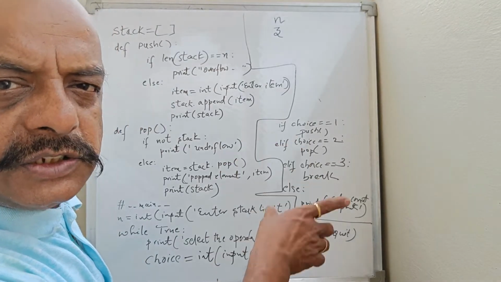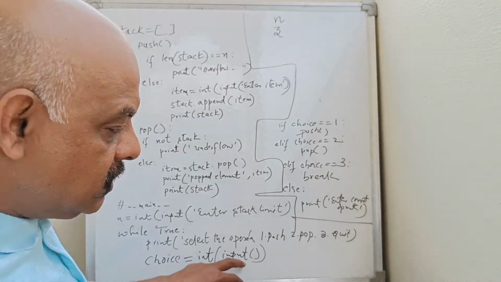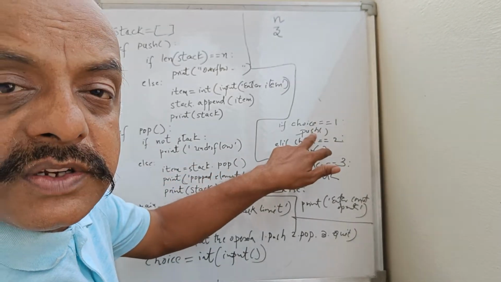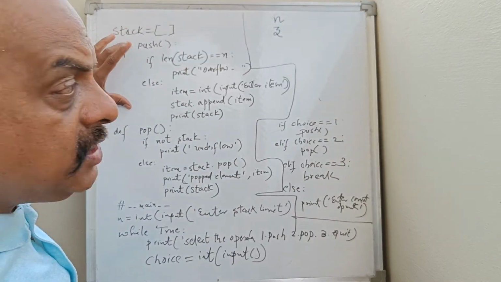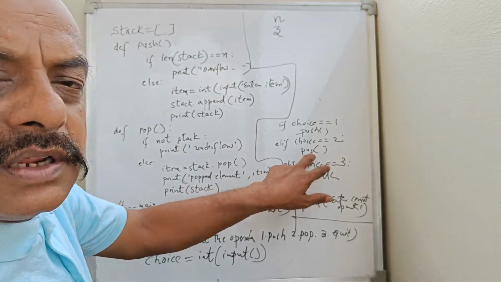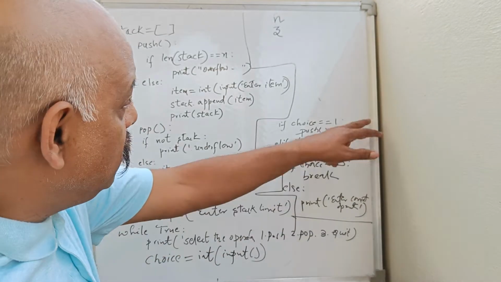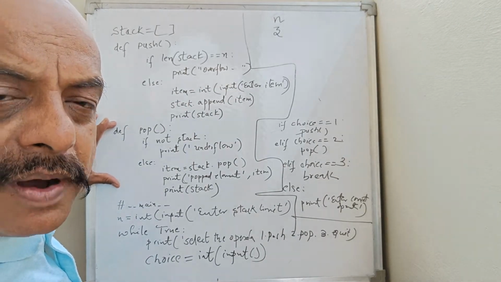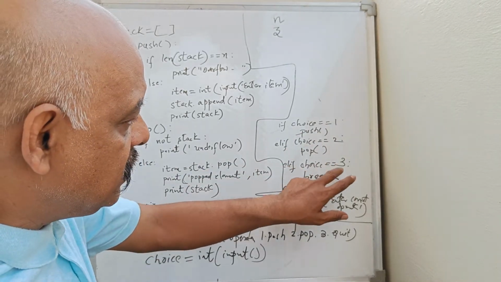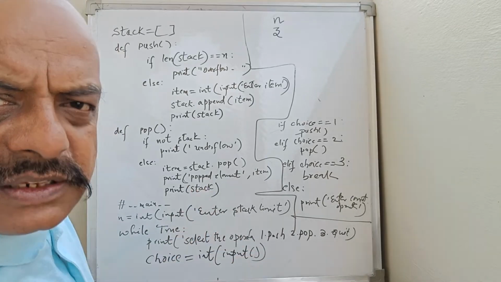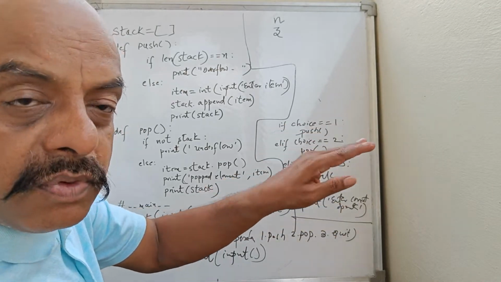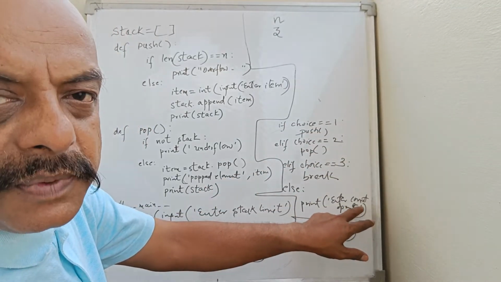In this program, you are reading the choice as int of input. If choice is equal to 1, then you are calling the push function. The control is transferred to the push function, and this will be executed. If you type 2, you are calling the pop function. Automatically control transfers to the function definition pop. If you don't enter 1 or 2 but enter 3, then you are coming out of the loop and nothing else is done. Suppose you type 4 or 5, it displays that enter correct operation.